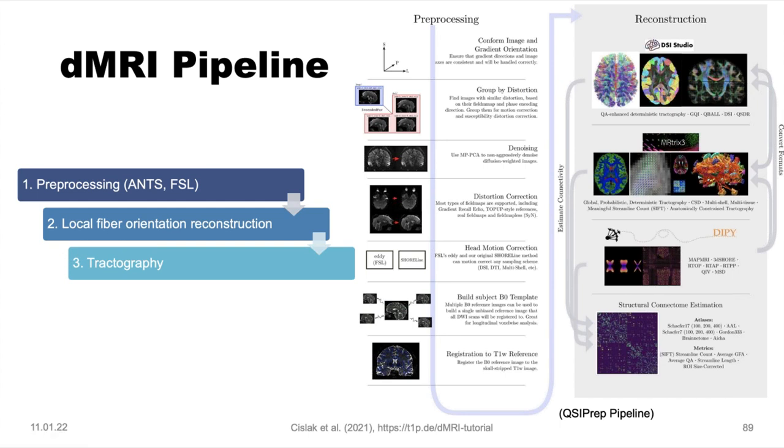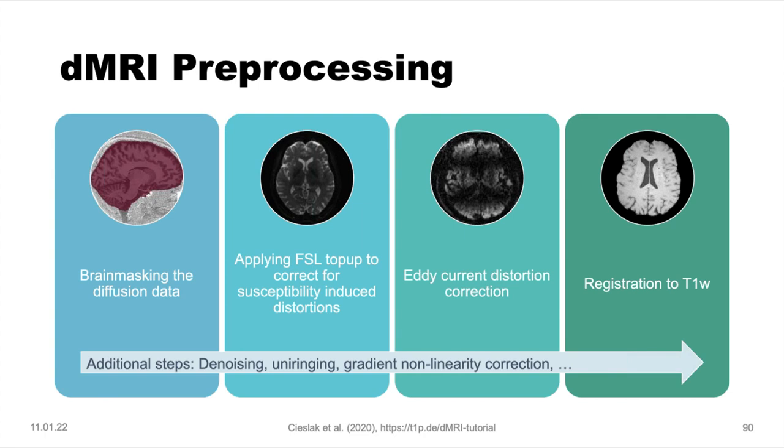So there are several steps comprised in pre-processing of dMRI, but this depends on how the data is acquired, and not for every step is there consensus. So we will just focus on the things that are agreed upon in the community. So brain masking is always important. Then we have to apply some corrections for diffusion-weighted specific artifacts, and then there is an image co-registration to the T1 weighted image, so to the structural scan of the individual.